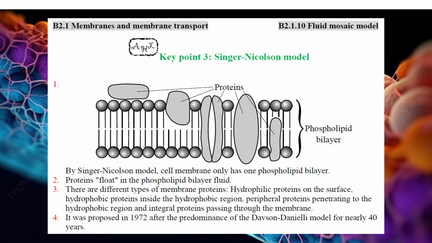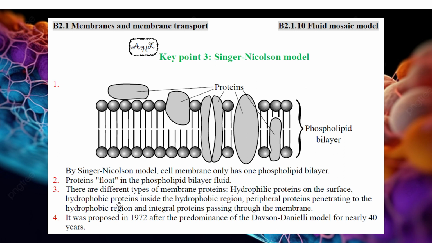And it ruled for 40 years until the Singer-Nicolson model appeared because of the better resolution of the new electron microscope. By the Singer-Nicolson model, the cell membrane has only one phospholipid bilayer. The other proteins are in different positions in the phospholipid bilayer fluid. They float in different ways: peripheral proteins, cholesterol to support it, and channel proteins with pores going through it, integral or transmembrane. They have different names. There are different types of membrane protein.